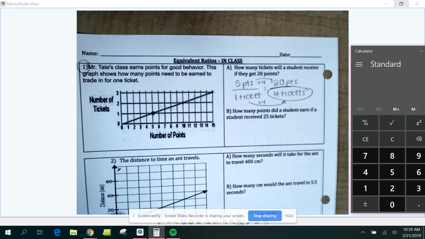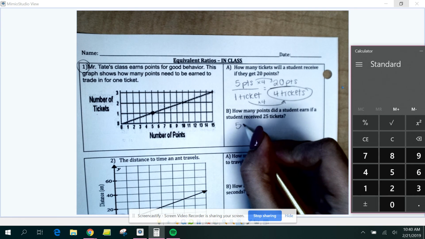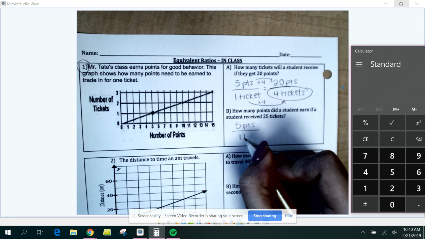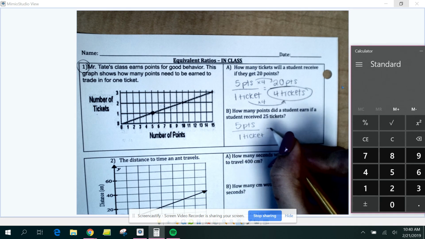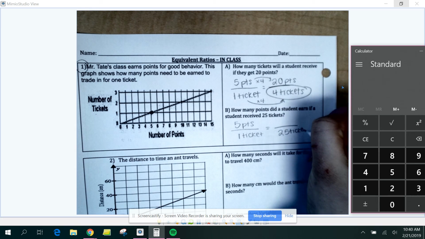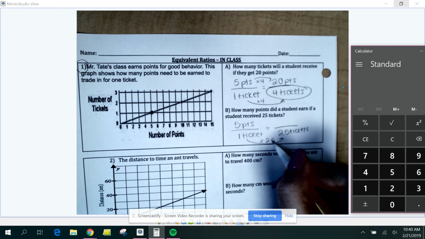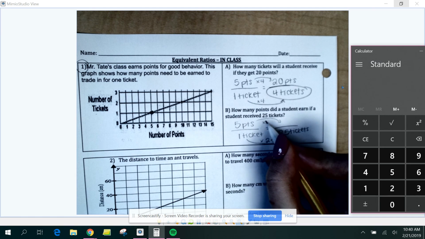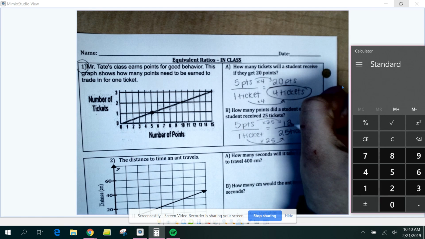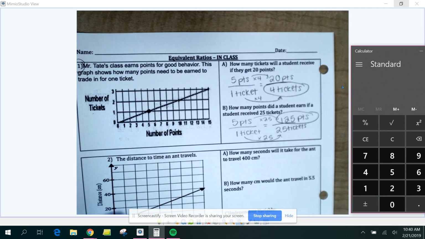Next one. How many points did a student earn if a student received 25 tickets? So set up my original ratio. 5 points gets me 1 ticket. And I have 25 tickets. So how did I get from 1 to 25? Well, I multiplied by 25. So 5 times 25 gives me 125 points. And I would circle that one as my answer. So that's how we find equivalent ratios using setting up ratios like fractions.